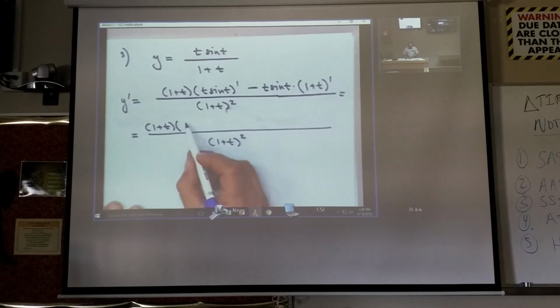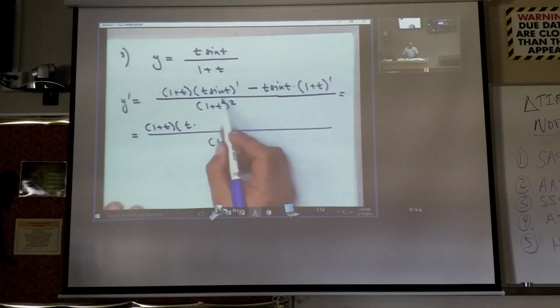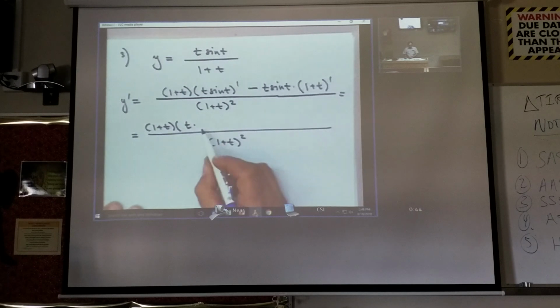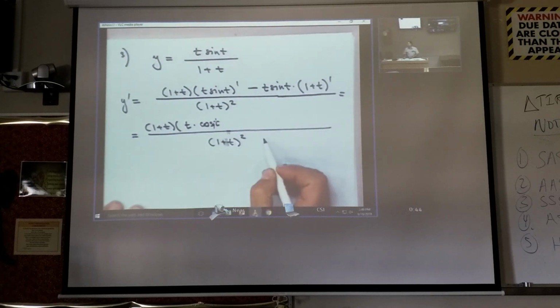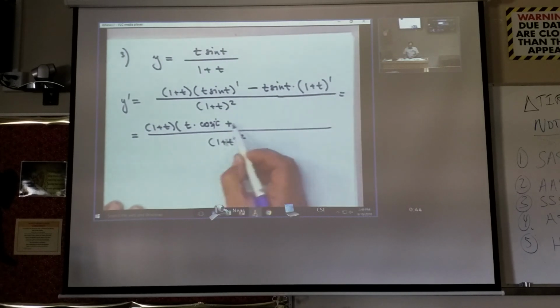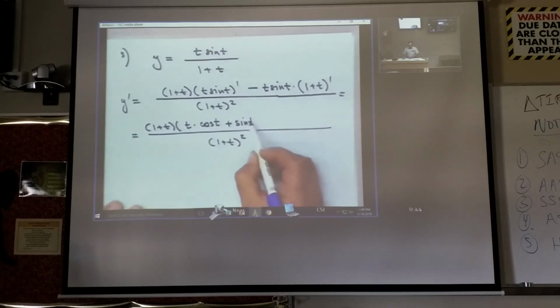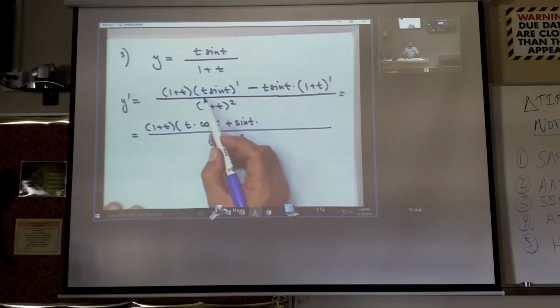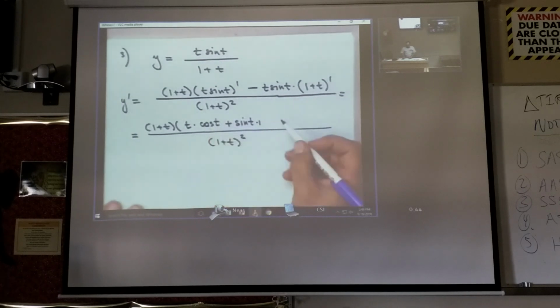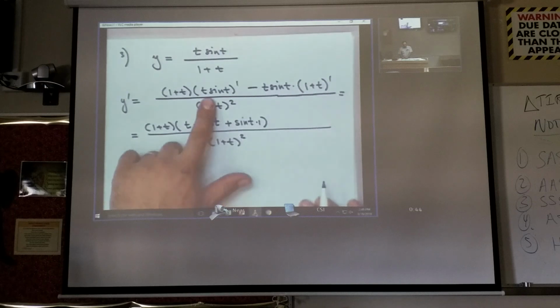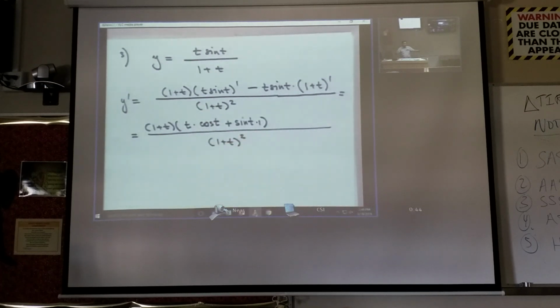So we have 1 times sine of t, and the derivative of sine of t is what? It would be cosine t. Yeah, cosine t. Plus, and then we have sine of t times the derivative of t, which is 1. So times 1. So that's this piece, the derivative of this one right here. See, it's getting large now. And minus t sine of t, and what's the derivative of 1 plus t?